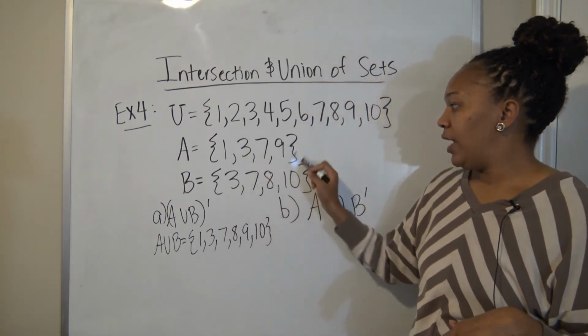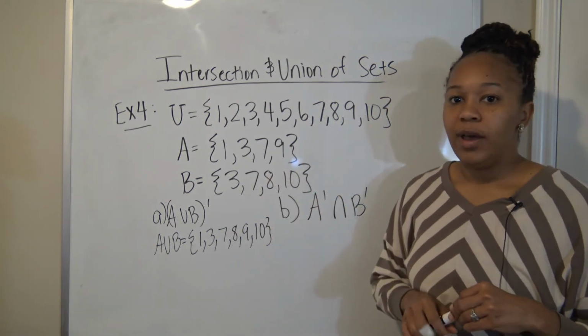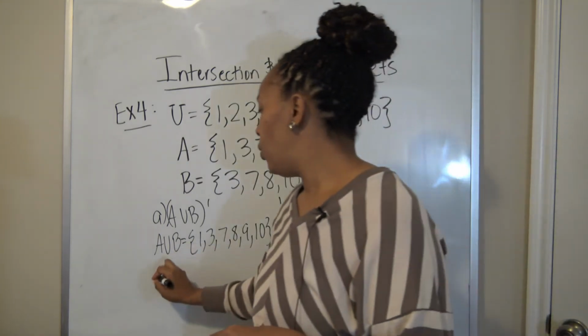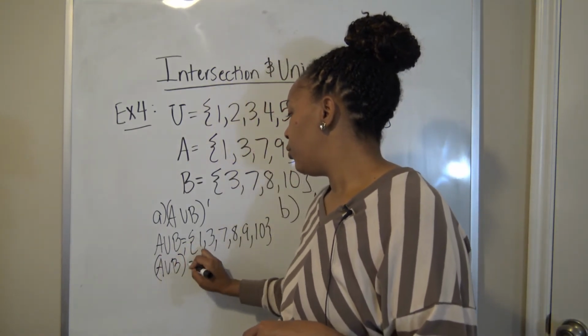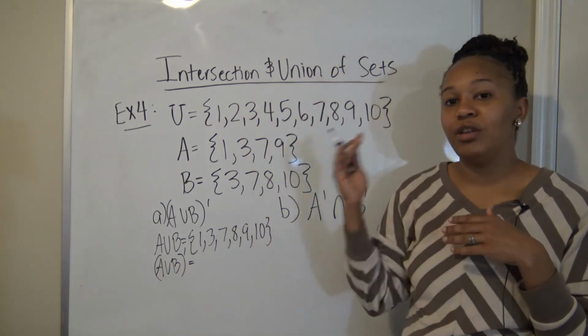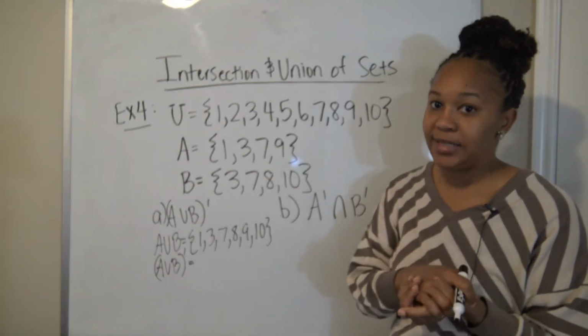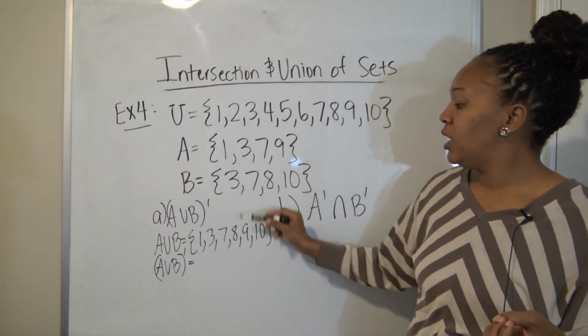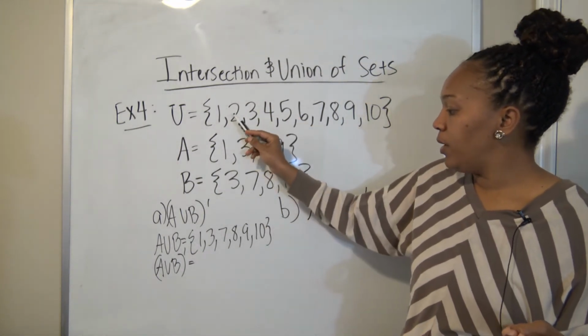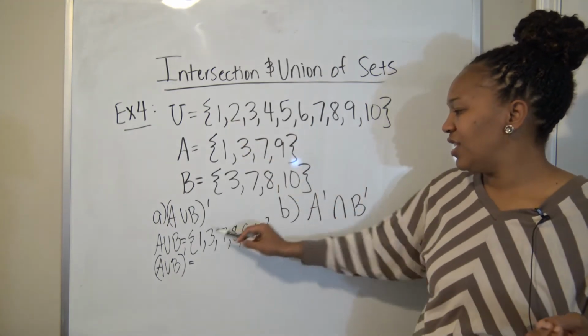1, 3, 7, 8, 9, and 10. So that would be the union of A and B. So now I want to know, what is the complement of A union B? So remember, the complement is everything that's in the universal set that's not in that set. So A union B has 1, 3, 7, 8, 9, and 10. So the complement of that would be everything that's in this universal set that's not in that set.